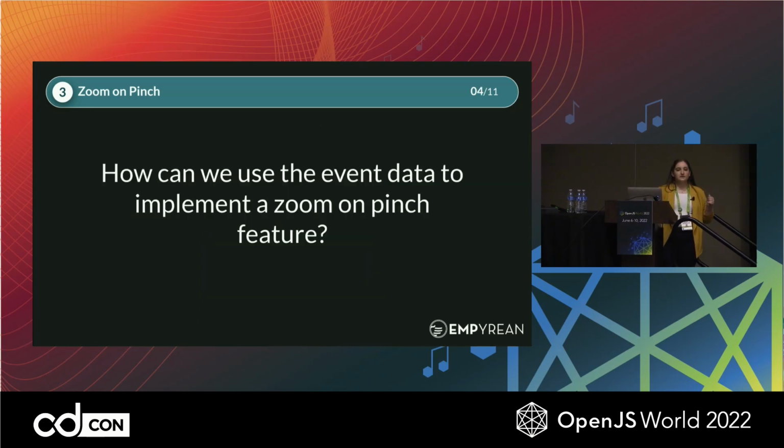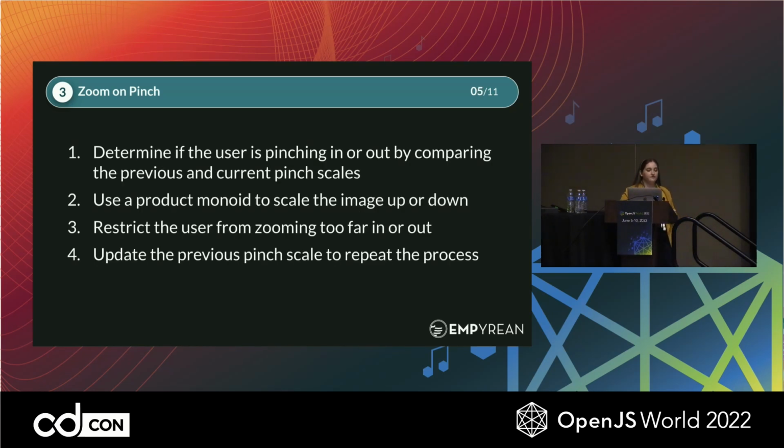So how are we going to use this event data to implement the zoom on pinch feature? We're going to do it in 4 steps. First one is we're going to determine if the user is pinching in or out by comparing the last pinch scale that we got with the one that's coming in currently.